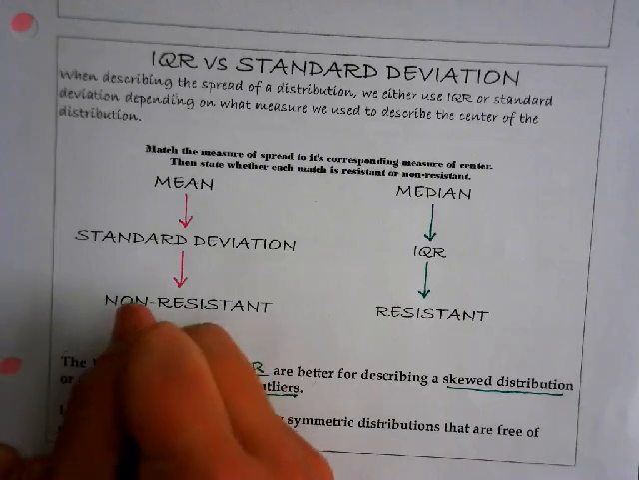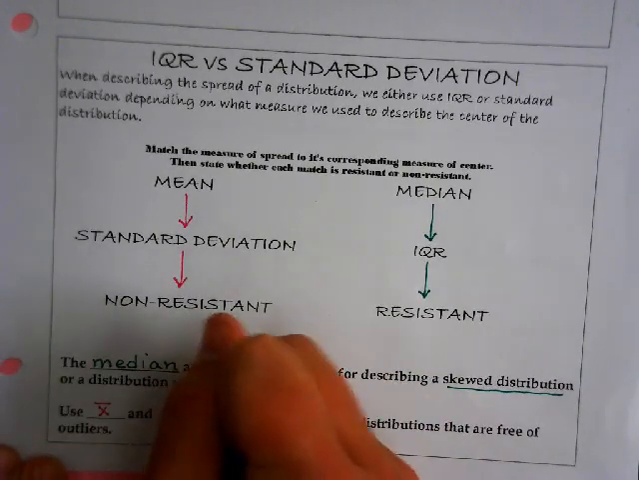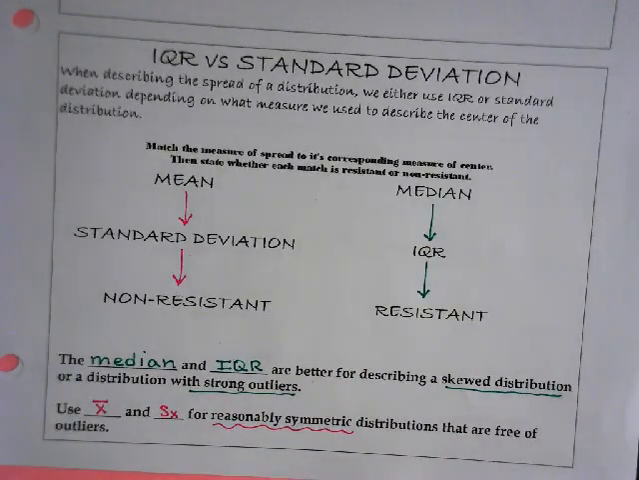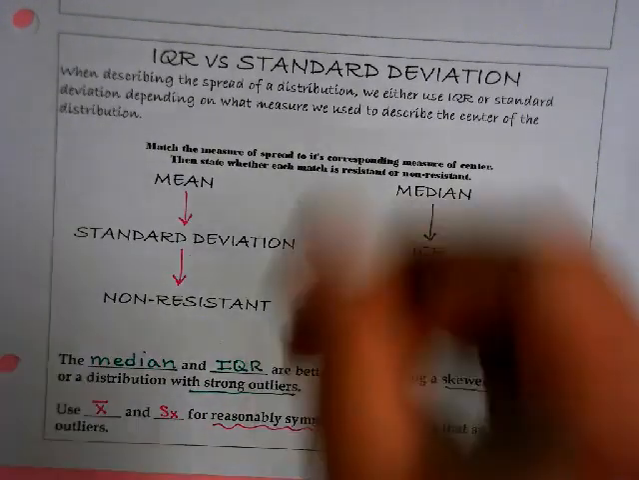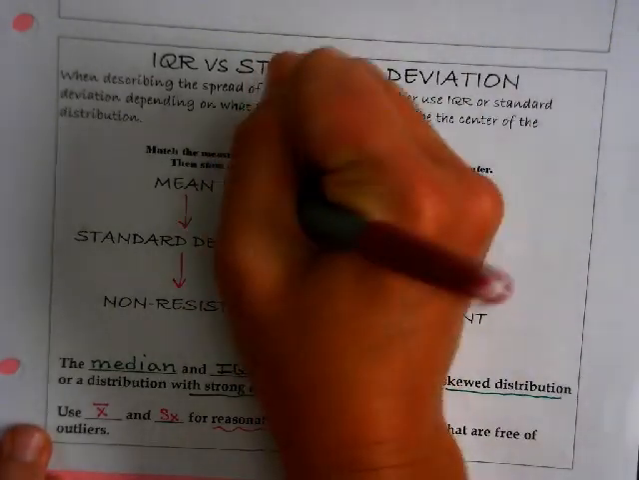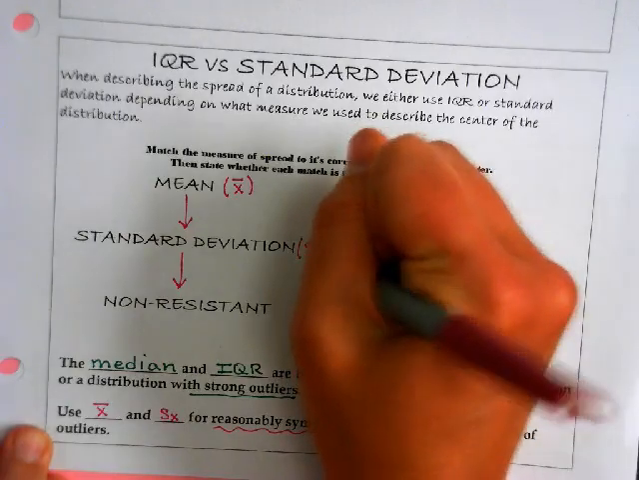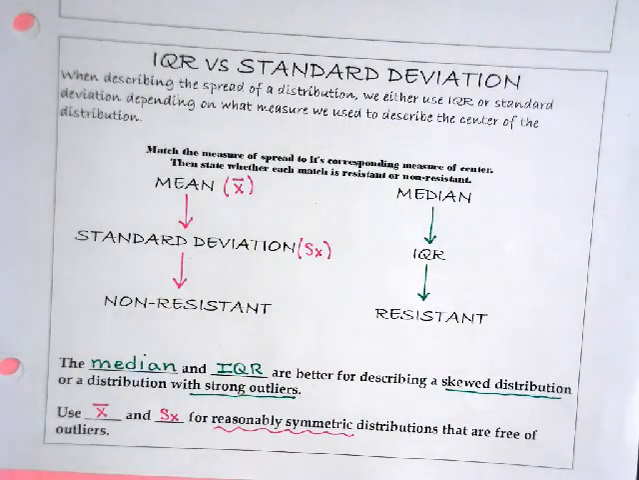And I guess I should, just as a reminder, mean is x bar, standard deviation is S sub x, median is M, IQR is IQR. They don't have a special symbol for that. It's just IQR.